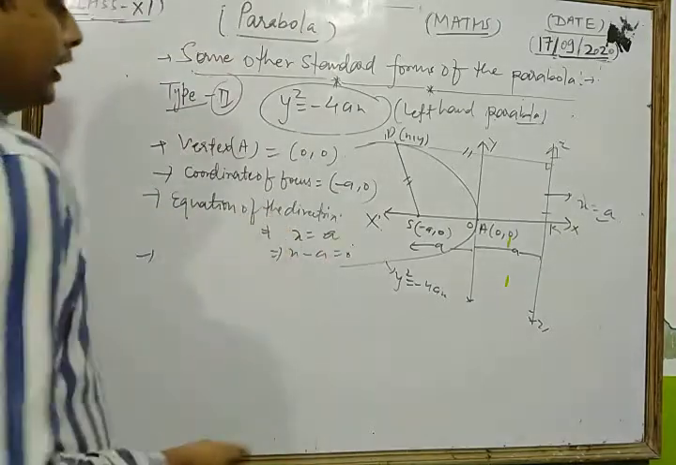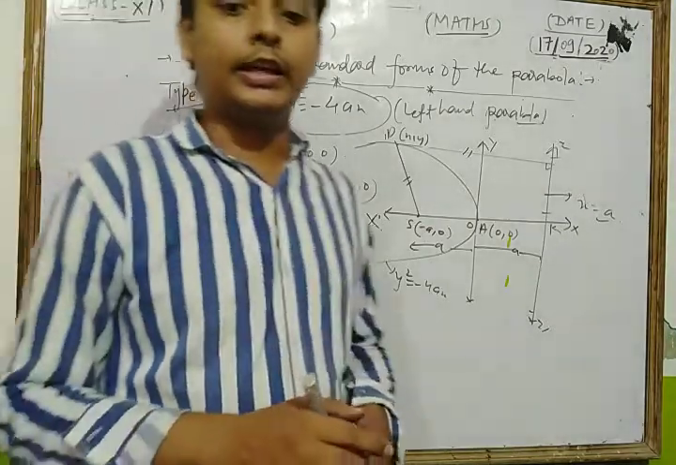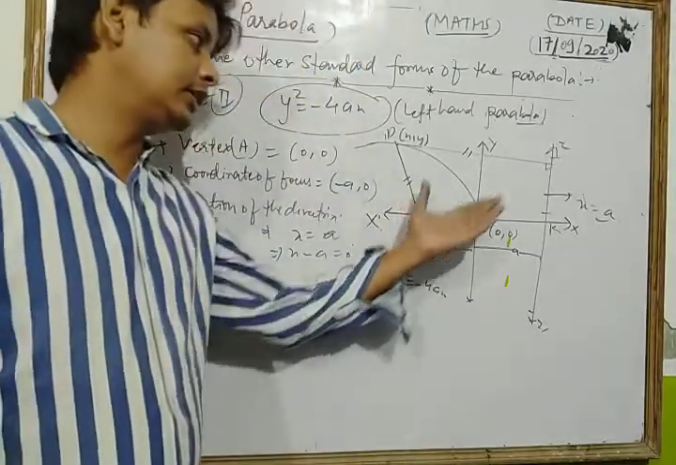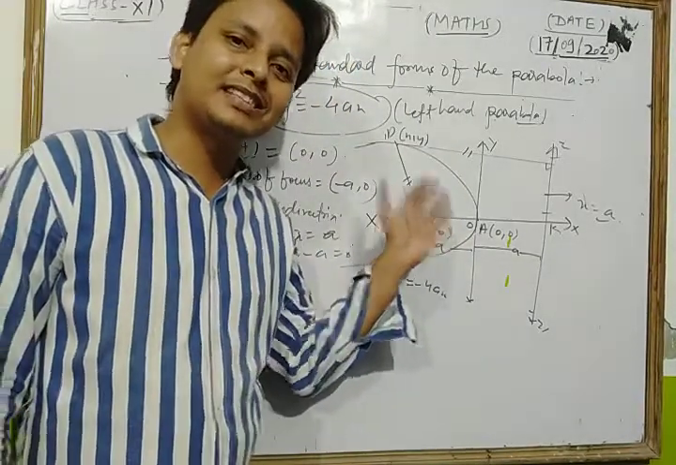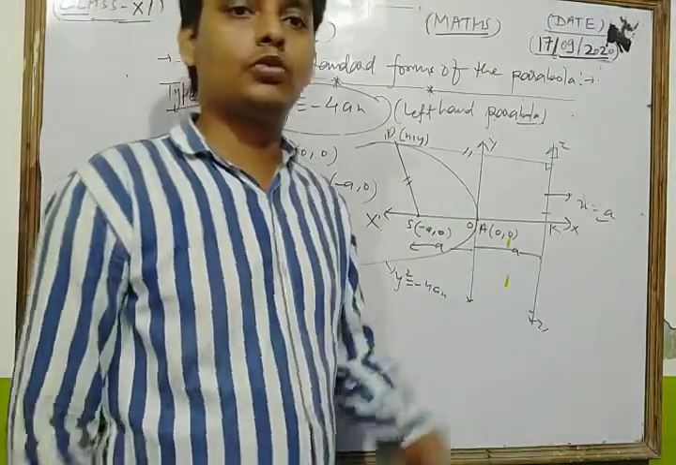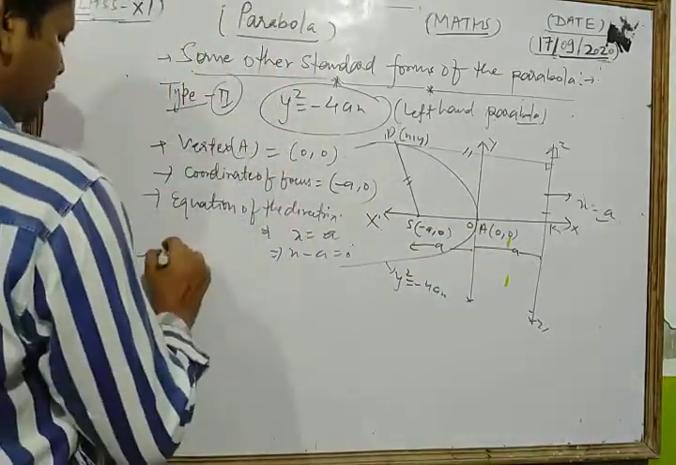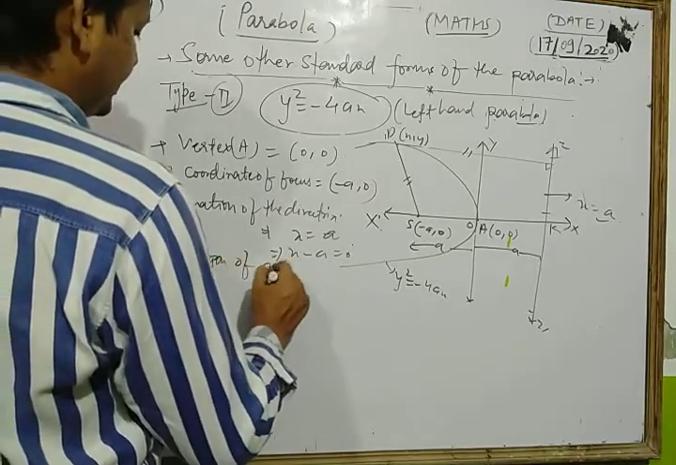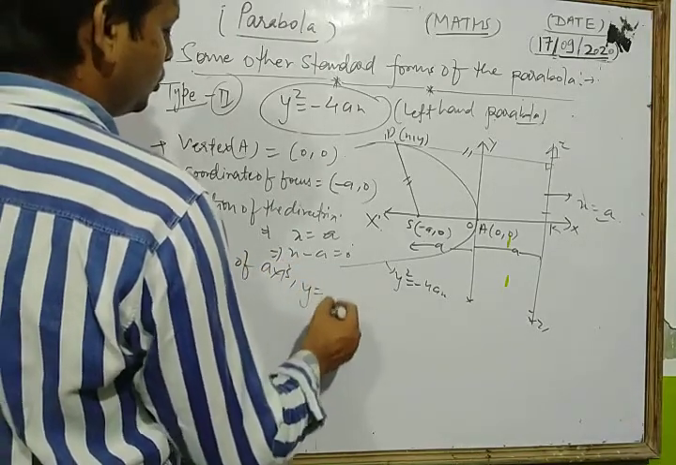Second important thing, equation of axis. Dear student, the equation of the axis: this parabola is also formed on the x axis, so the equation of axis is y equal to 0. Okay.